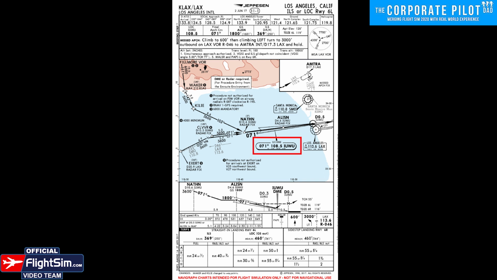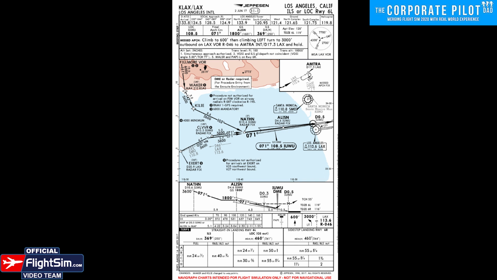We're going to fly outbound on that 071 final approach course. And then once we reach 600 feet, we're going to make a climbing left turn to 3,000 feet and intercept that radial. And you can see where LAX is, and you can see where the radial's at. If you turn to the left too much, you're never going to intercept it. So it's going to be a very small turn. You could turn 1 degree to the left if you wanted. That's still a climbing left turn to intercept.